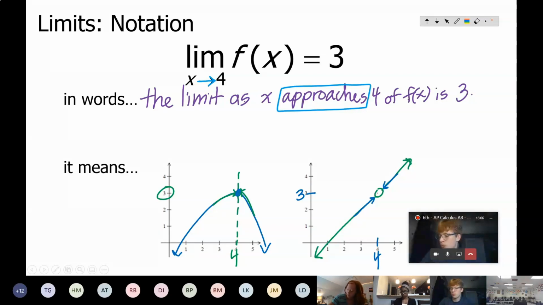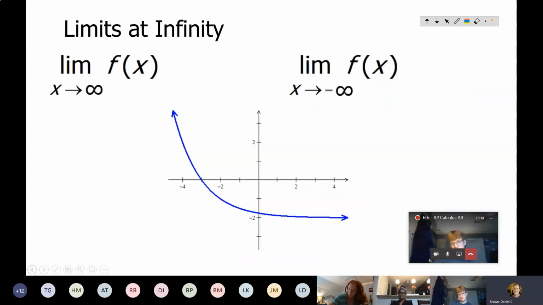So lots of definitions today. The next part I want to look at is as we are going towards an infinity. So limits can also approach an infinity. So I have the limit as x approaches positive infinity and the limit as x approaches negative infinity. And I just chose an exponential graph to talk about it. It could be really any graph. And limits at infinity are going to be directly related to end behavior.